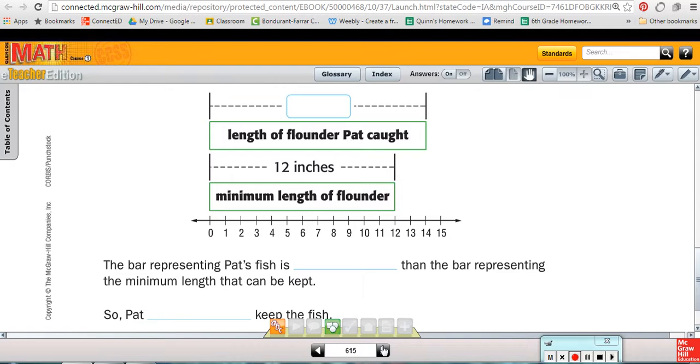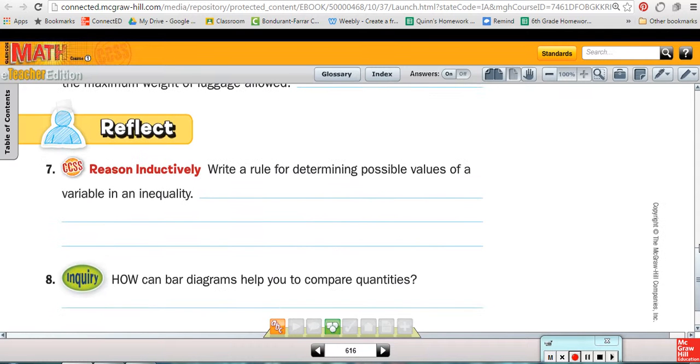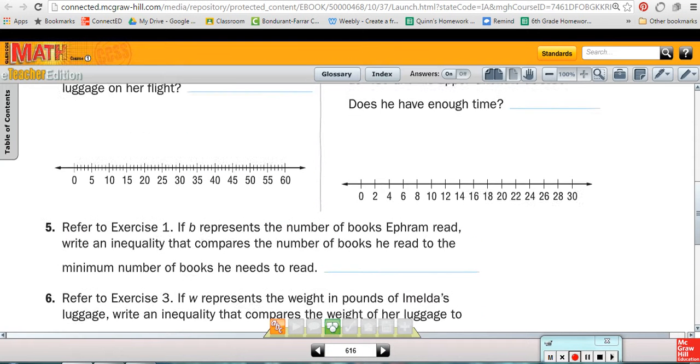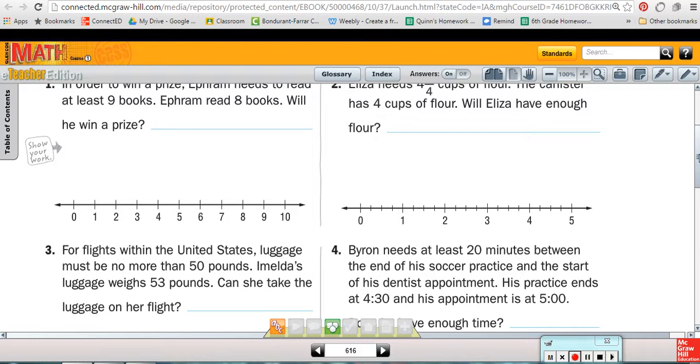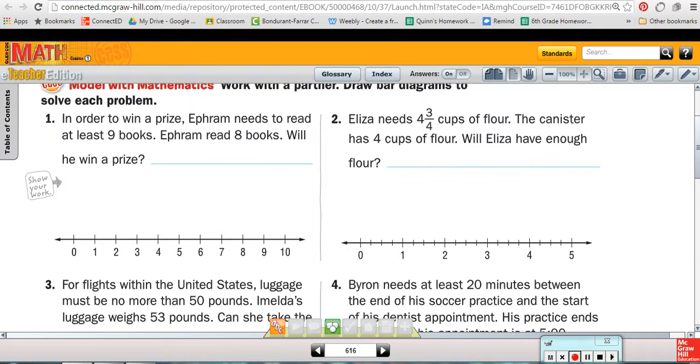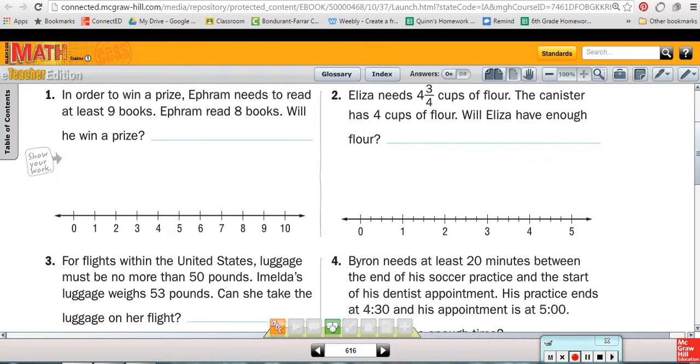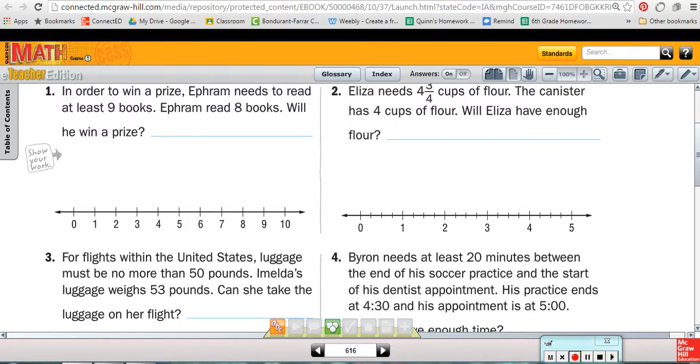So look on page 616. Let's do a couple of these together. We're going to do question number 1 and question number 3. Let's start with question 1. In order to win a prize, Ephraim needs to read at least 9 books. Ephraim read 8 books. Will he win a prize? Let's start with our bar diagram of what Ephraim read. Okay, he needs to read at least how many? 9. So let's make a bar diagram.